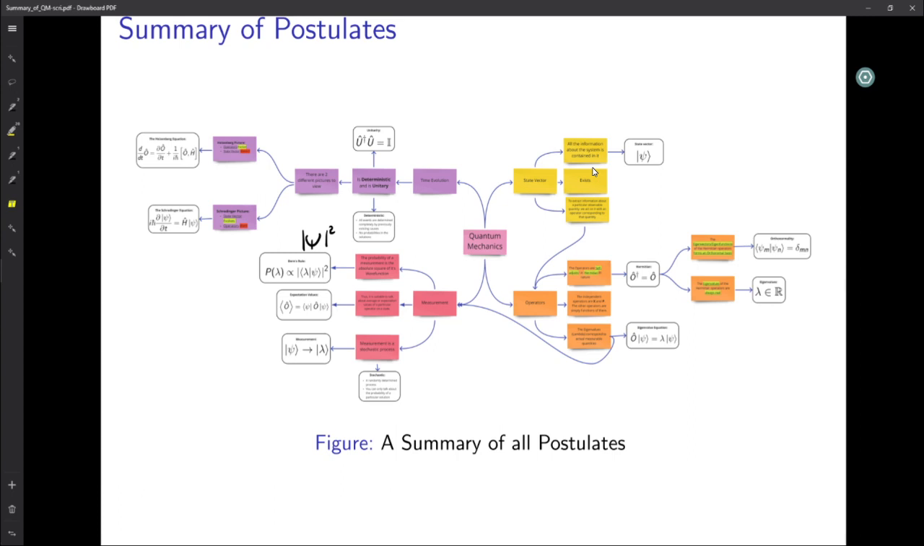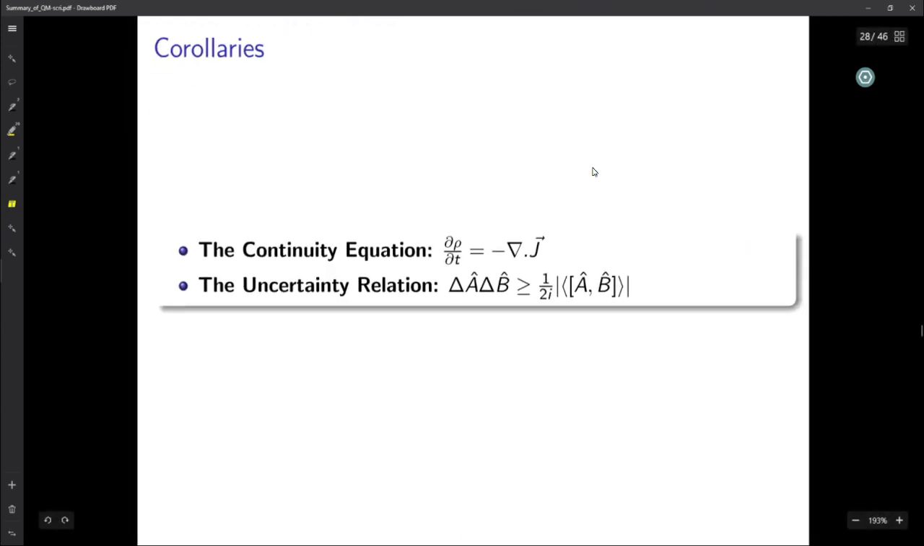So I will pause here since we've just done some heavy lifting, before I go to our corollaries, which are the continuity equation and the uncertainty relation, which I'll briefly describe, and then hand it over to Mukund. So, questions right now?